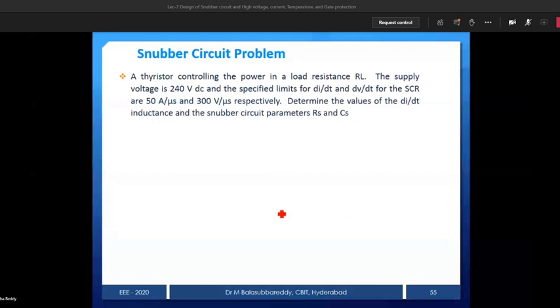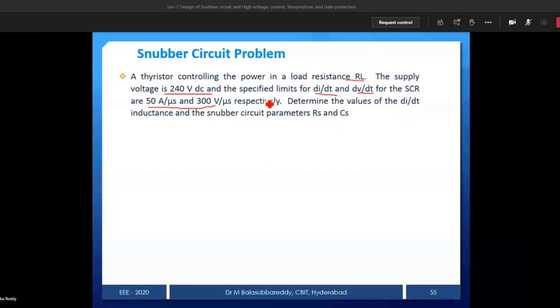Now the problem is, you can see that a thyristor controls power to an RL load, and the supply voltage is given as 240 volts, and specified limits of dV by dt and di by dt, both values are given. Means di by dt max is 50 ampere per microsecond, and dV by dt is 300 volts per microsecond.